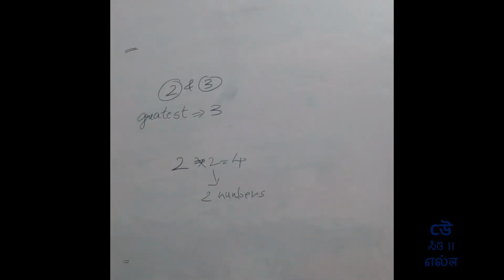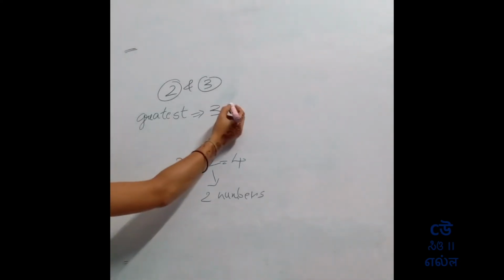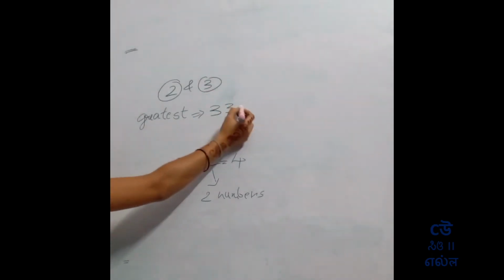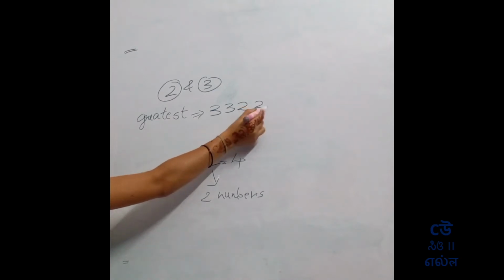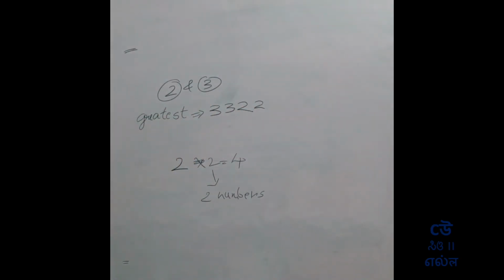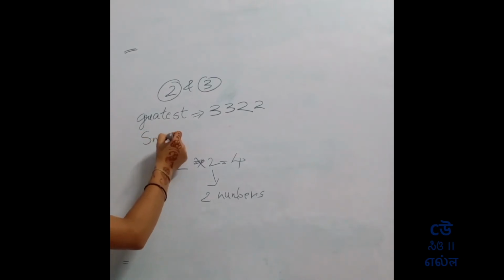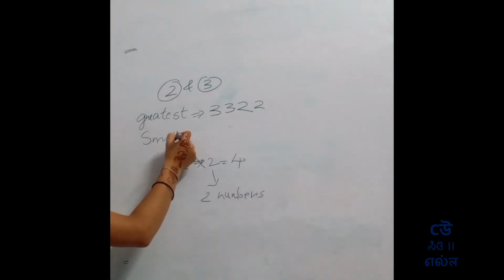How many times can we use these two numbers? 2 times we can use each number and make a 4-digit number. So we are using 3 twice. Then the next number is 2. 2 you can use twice. So the 4-digit number is formed. Next we have to find the smallest number.